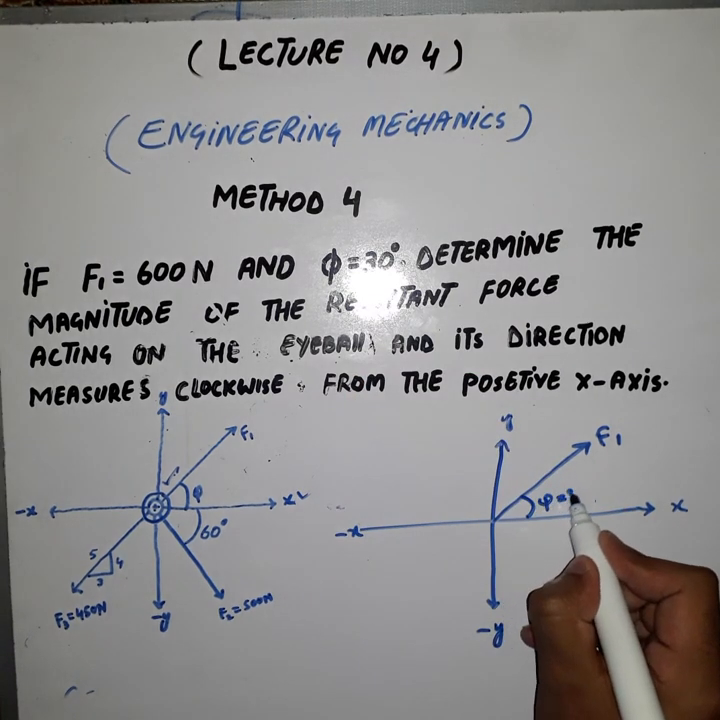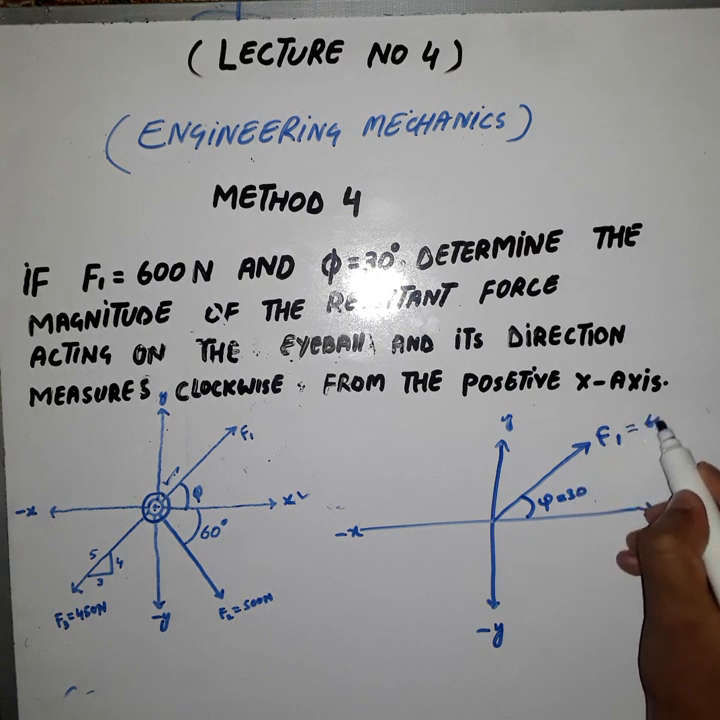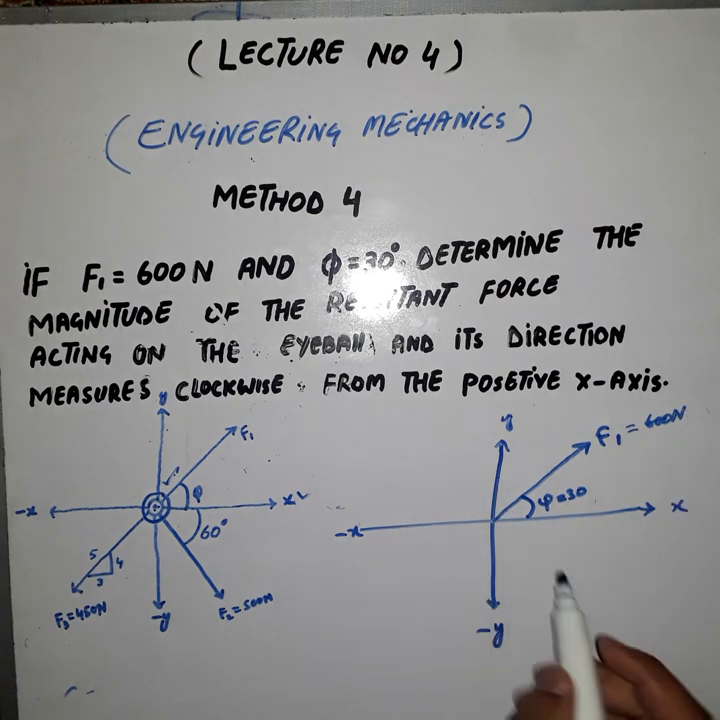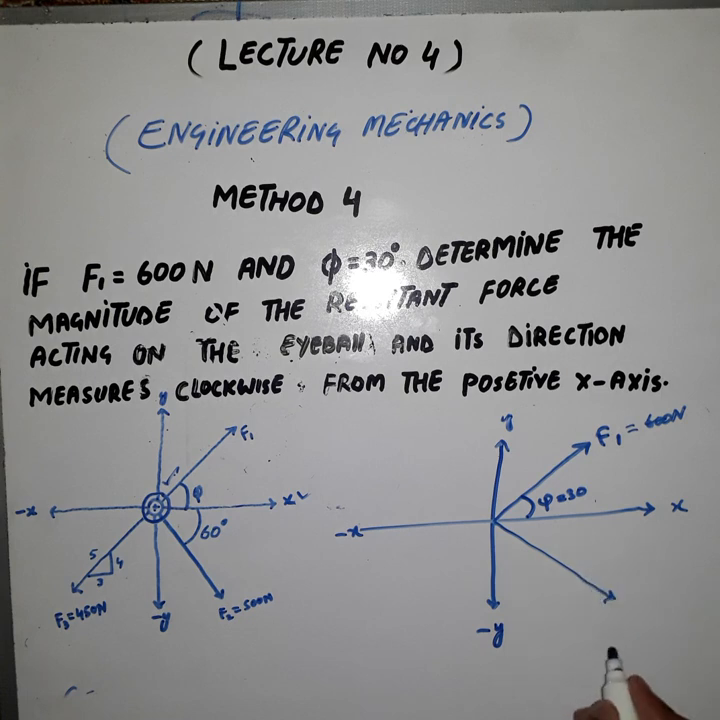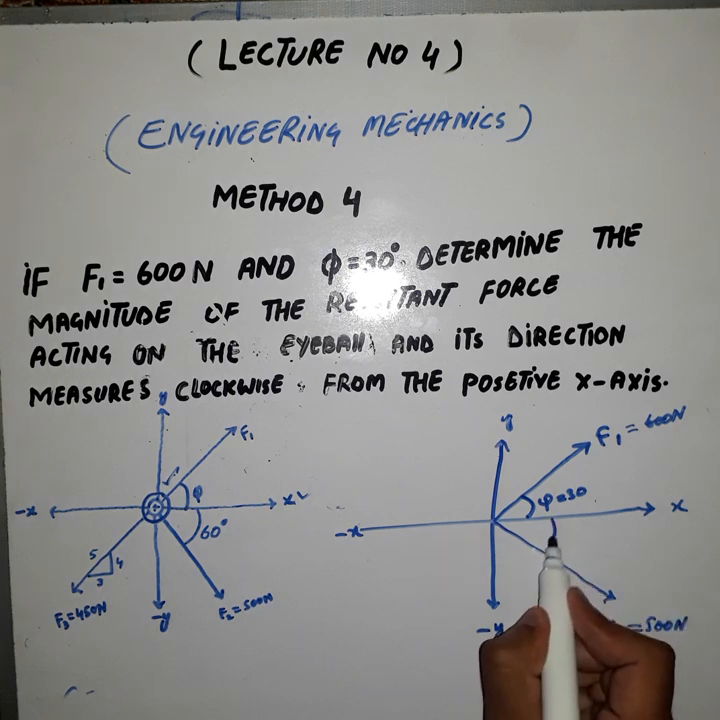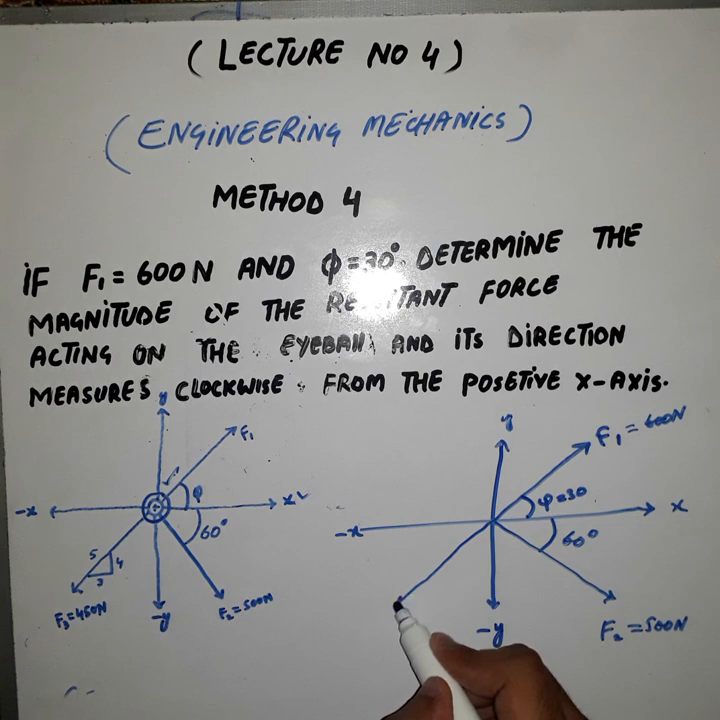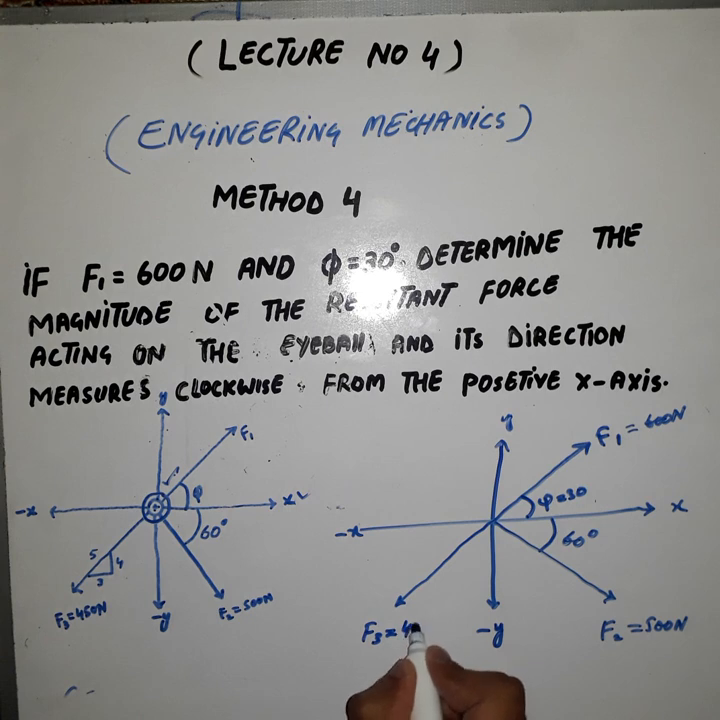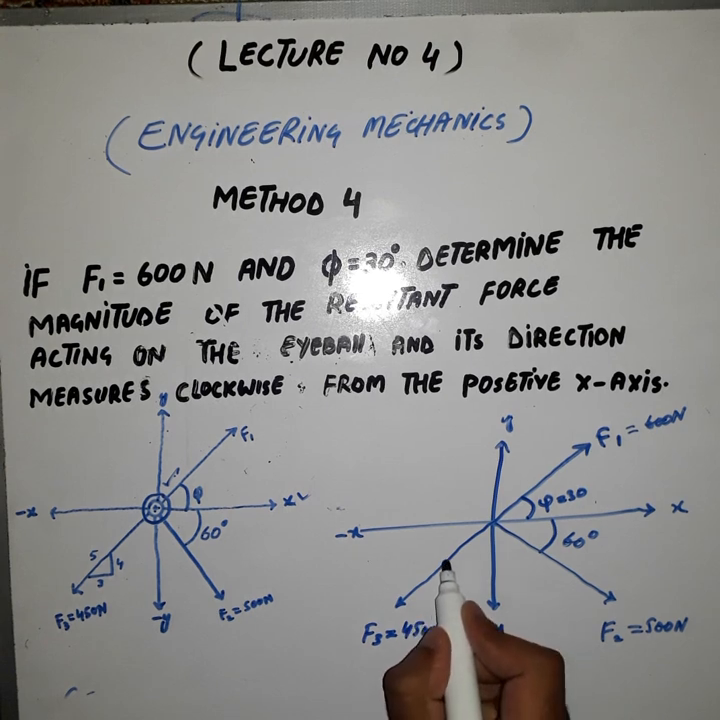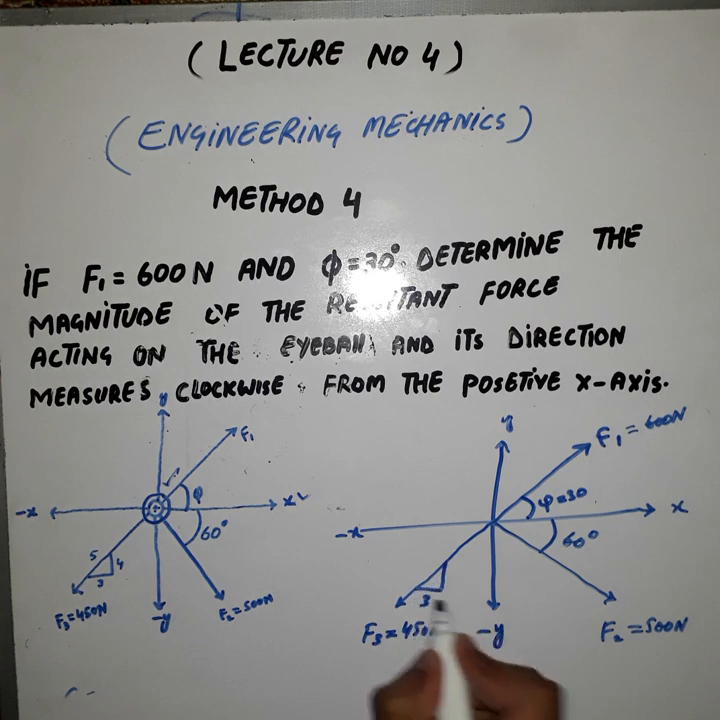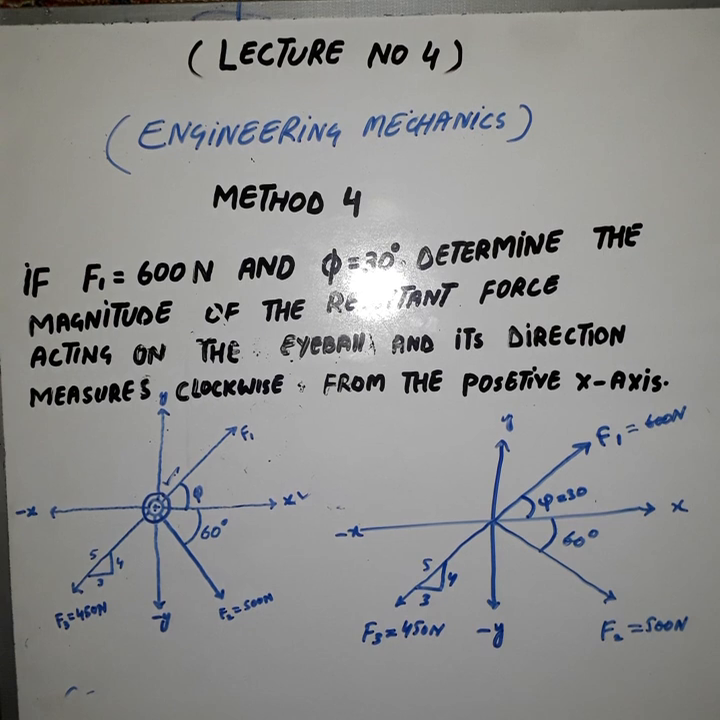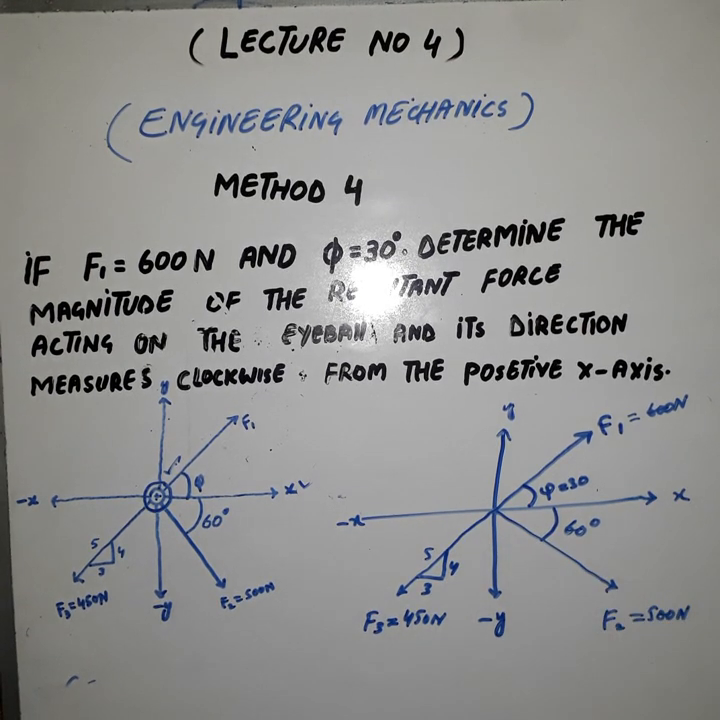Phi is equal to 30 degrees, and the magnitude of F1 is equal to 600 Newton. The second force, which is acting clockwise from the positive x-axis, is F2, which is equal to 500 Newton, having an angle of 60 degrees. And the third force, which is anti-clockwise from the negative x-axis, is F3, equal to 450 Newton. Angles are not given, so we will draw its 3, 4, 5 triangle. So we have drawn its free body diagram.